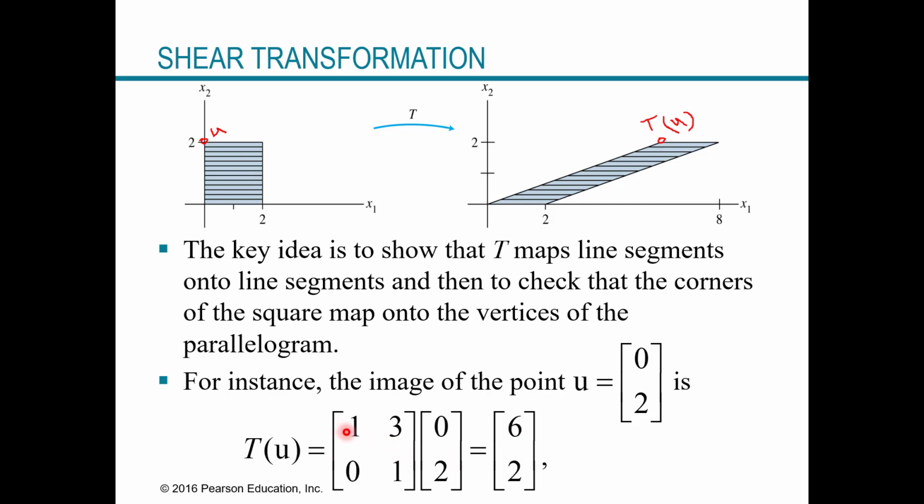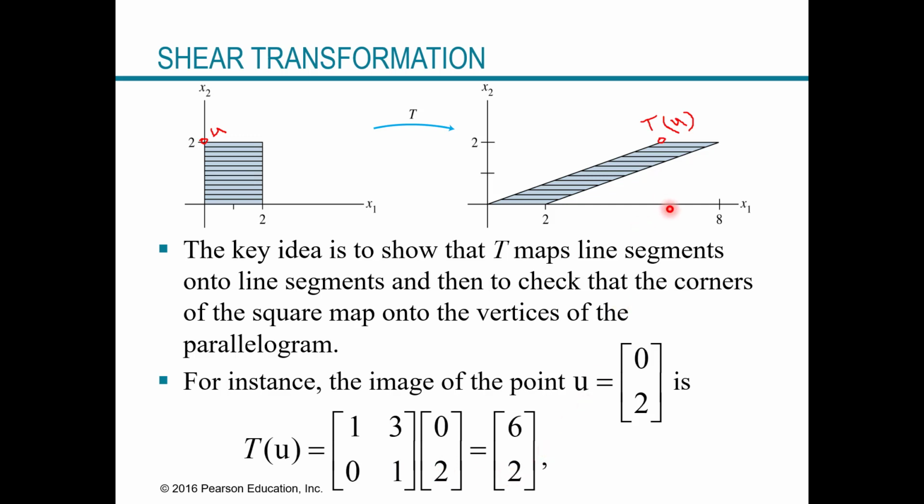And so notice what you get, and it does visually line up. So here was A from our transformation. And if we multiply, look what we're going to get: 6, 2. So 1 times 0 plus 3 times 2 is 6. 0 times 0 plus 1 times 2 is 2.